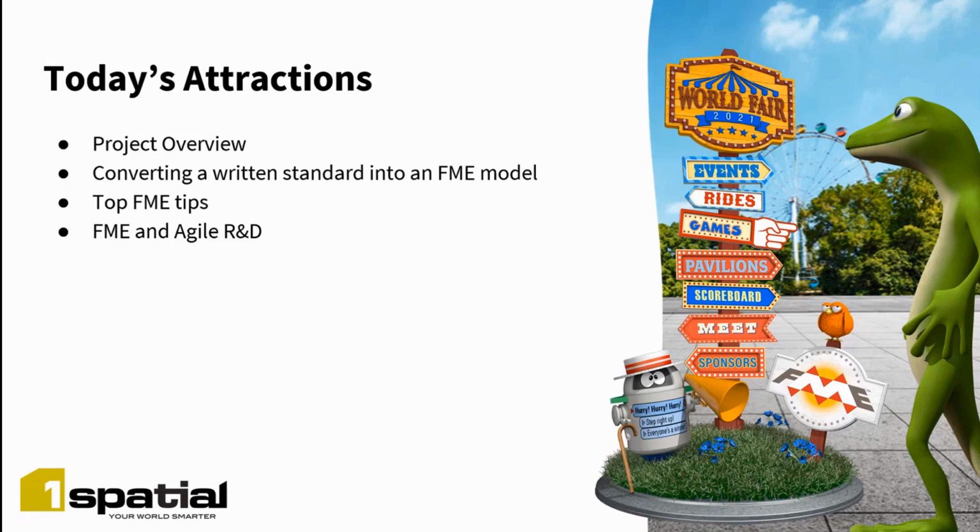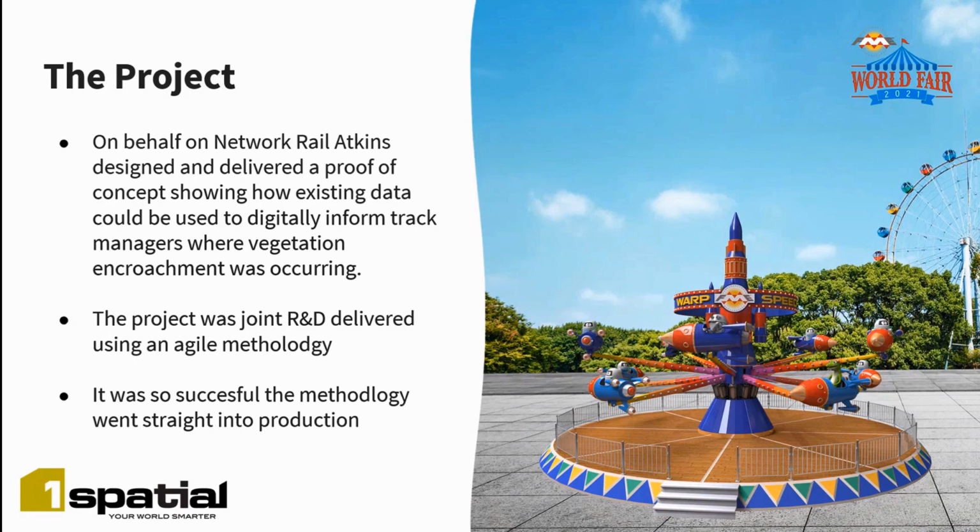And I hope that's an element you can really take away from this and apply to your own projects. So on behalf of Network Rail, Atkins were commissioned to deliver a proof of concept to R&D, showing how existing data could be used to digitally inform track managers where vegetation is encroaching on the rail line.